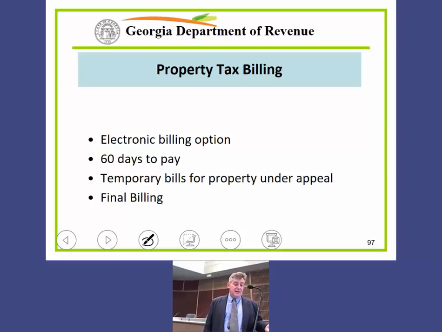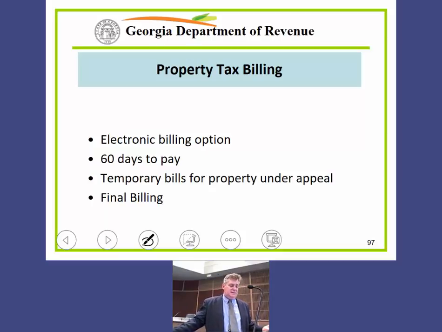Property tax billing. Taxpayers have to be given 60 days to pay a property tax bill. So when the digest is approved and the county taxes and even city tax bills are sent out, taxpayers have to be given 60 days to pay the tax bill before interest can be added to the account.